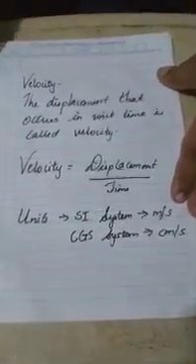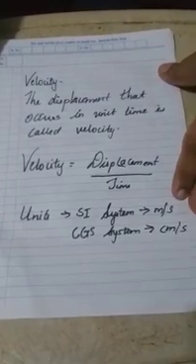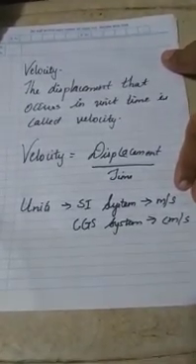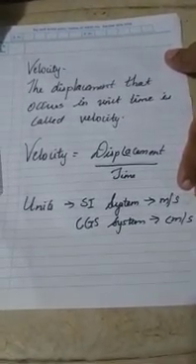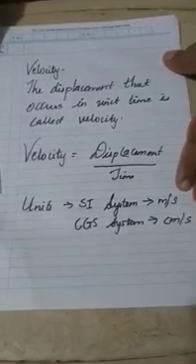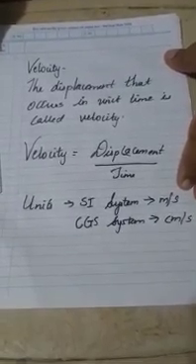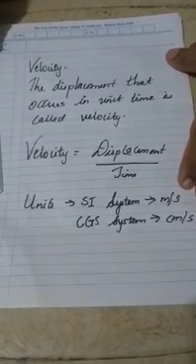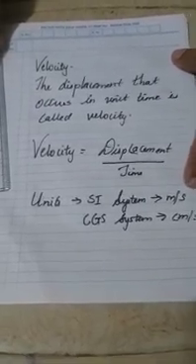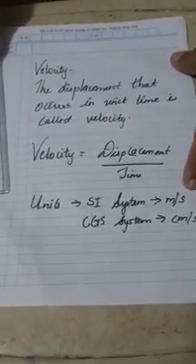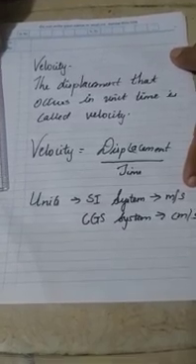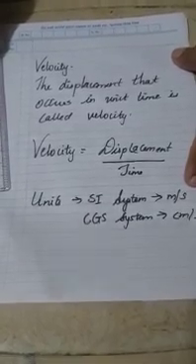Difference here is in speed we are taking the total distance traveled, whereas in velocity we are taking the displacement. Children, please understand that. Over there we are taking total distance traveled by the time taken, and here we take the displacement, and for the displacement how much time is required.